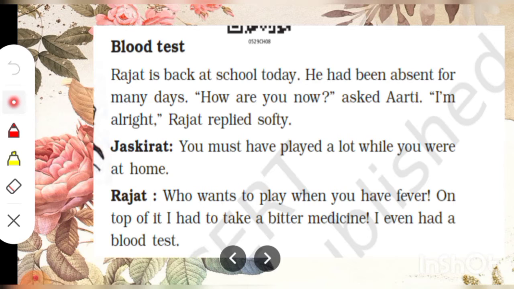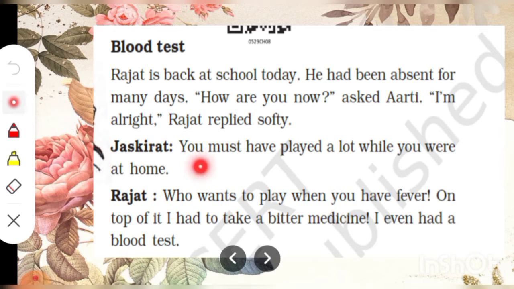So now we are learning about four students. They are discussing the health of their friend Rajat. One of his friends, Aarti, is asking him how he is.